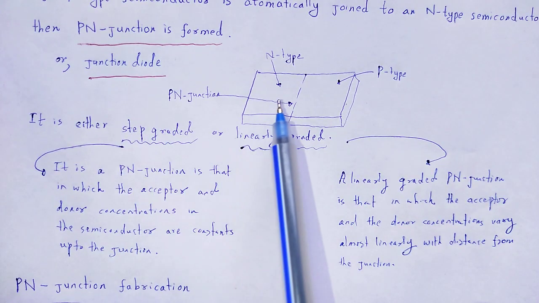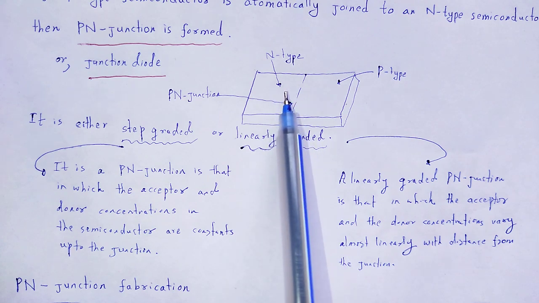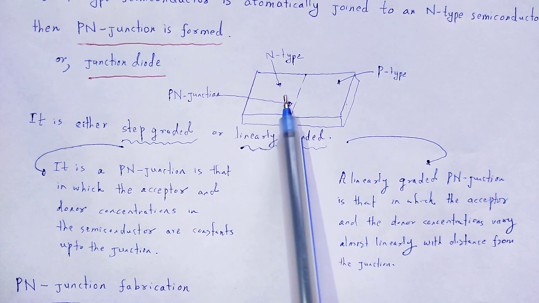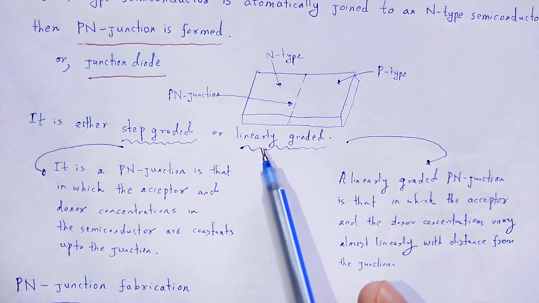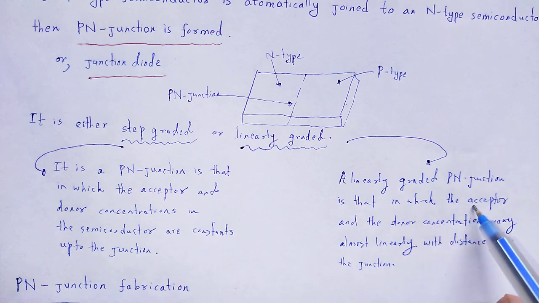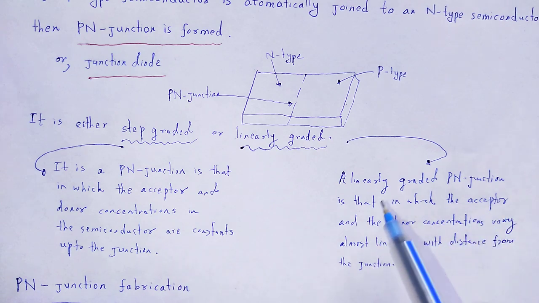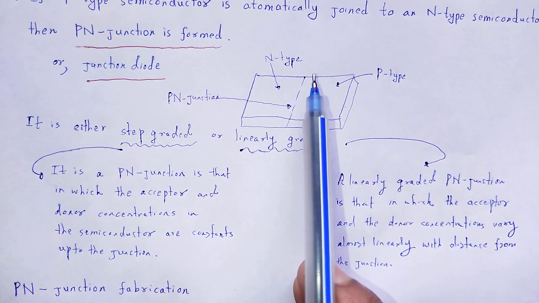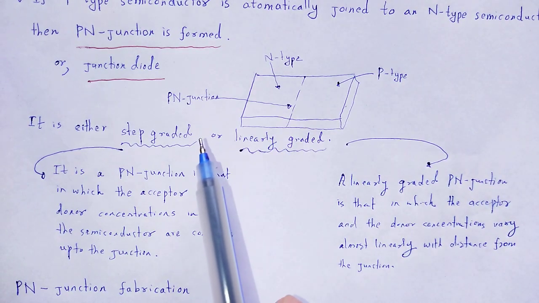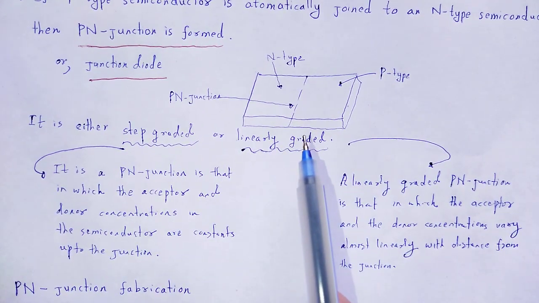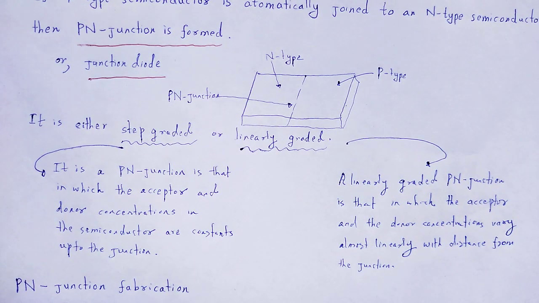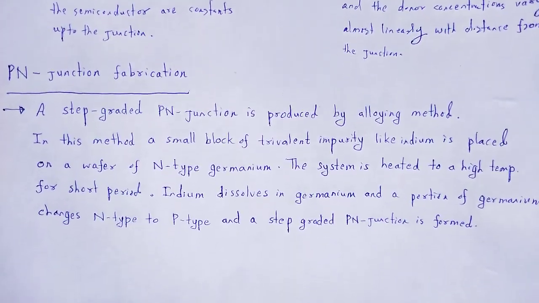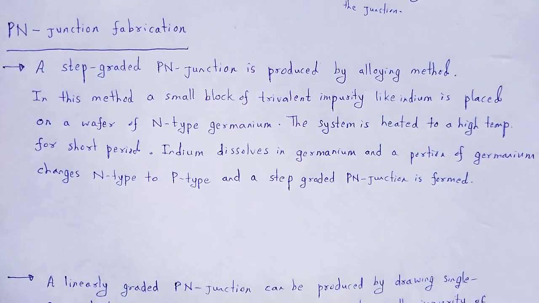In step graded system, both acceptor and donor are constant up to the junction, but in case of linearly graded, acceptor and donor concentration vary almost linearly with distance towards the junction. In that way, it is named step graded or linearly graded. Now, we discuss fabrication of PN junction, how we form a PN junction diode.